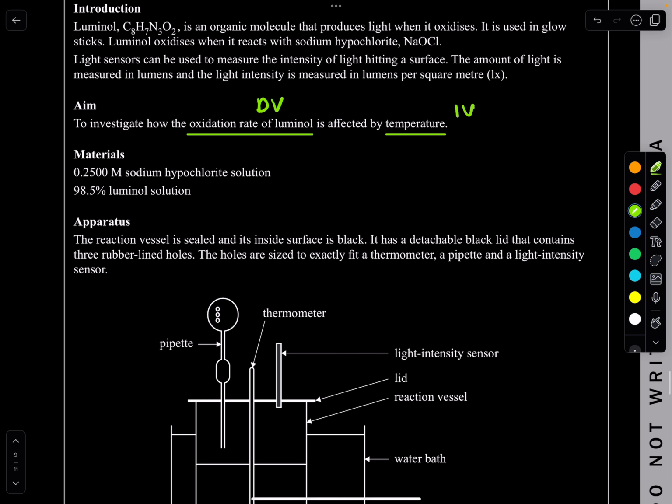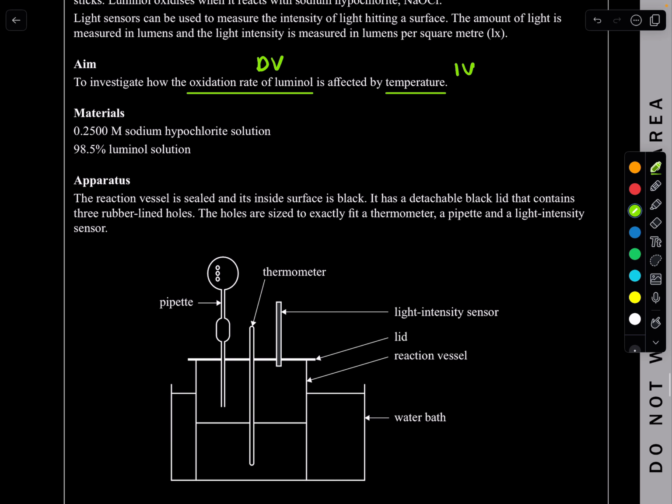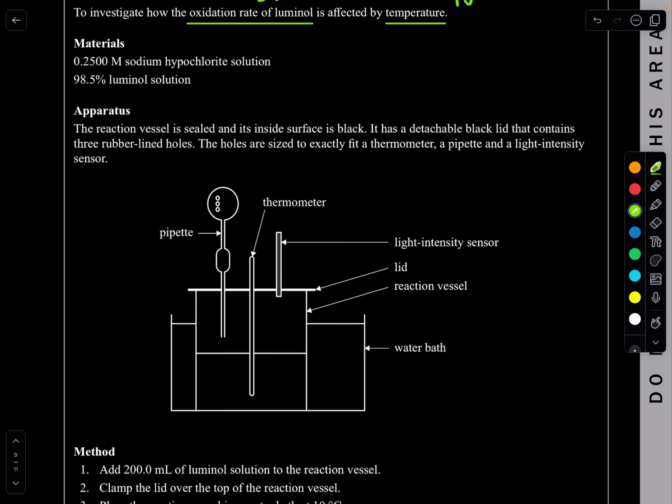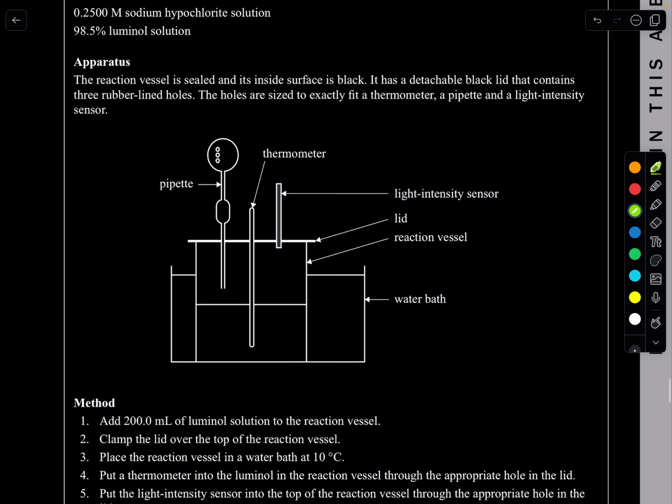Materials: sodium hypochlorite solution and luminol solution. Apparatus: the reaction vessel is sealed and its inside surface is black. It has a detachable black lid that contains 3 rubber-lined holes. The holes are sized to exactly fit a thermometer, a pipette, and a light intensity sensor. Okay, this all looks good.